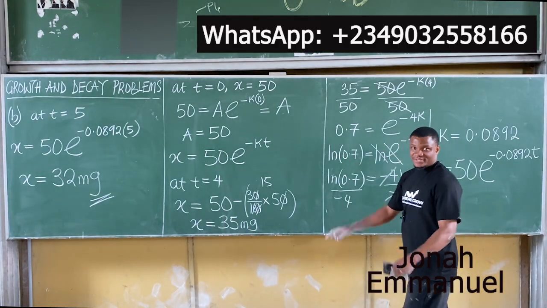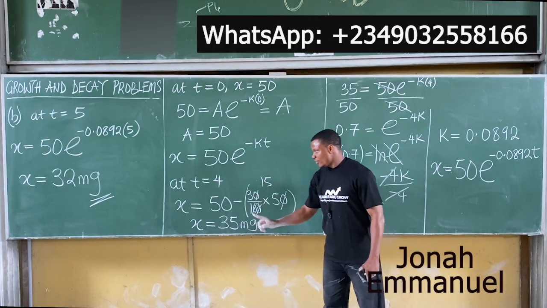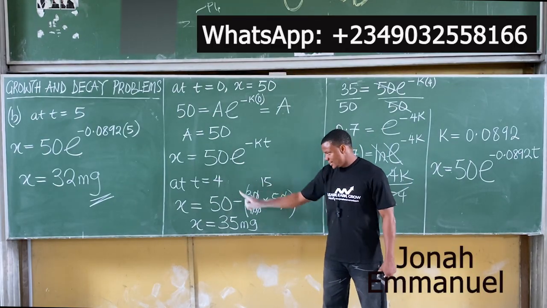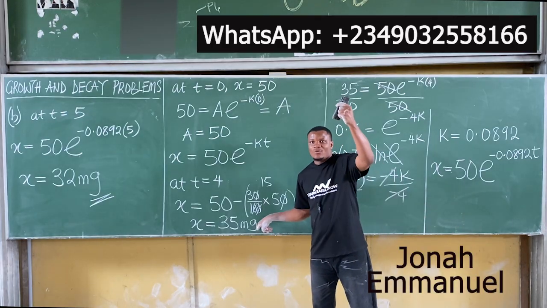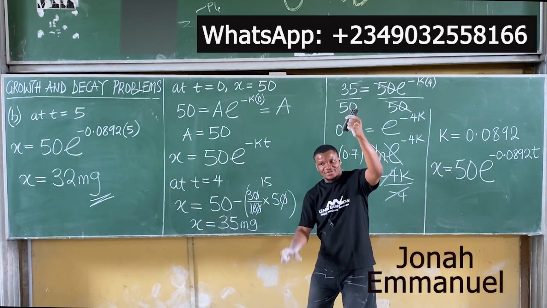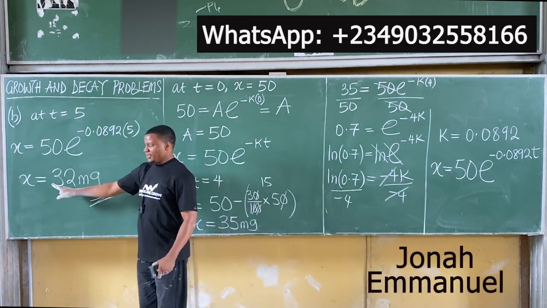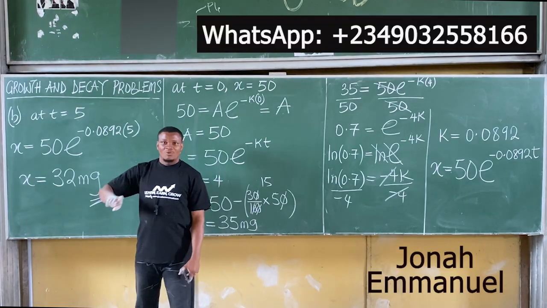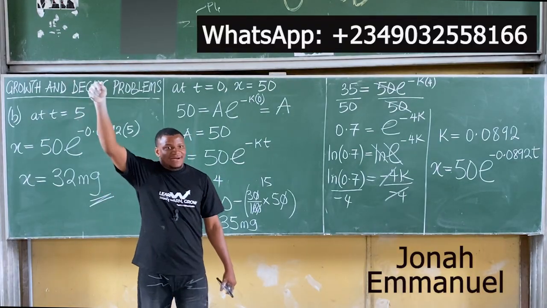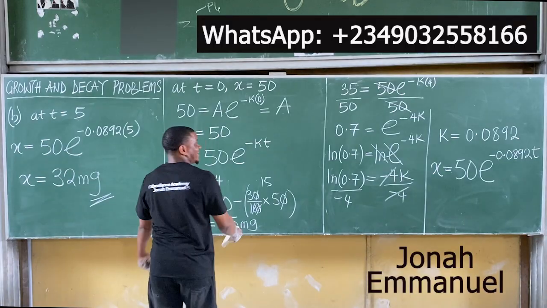So you can see it is reducing. That's why it says decay. So at t equal to 4 hours, it's 35. As the time is increasing, what happened to the mass there? It is reducing. When t increased from 4 to 5, it reduced from 35 to 32. When time is increasing, the mass is reducing. That's why it's called a decay problem.